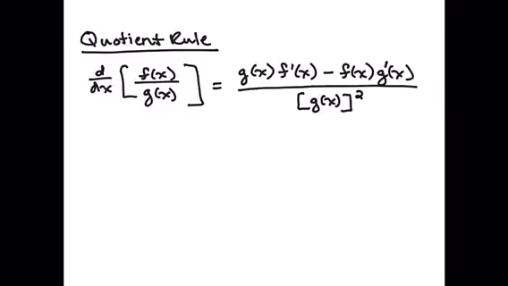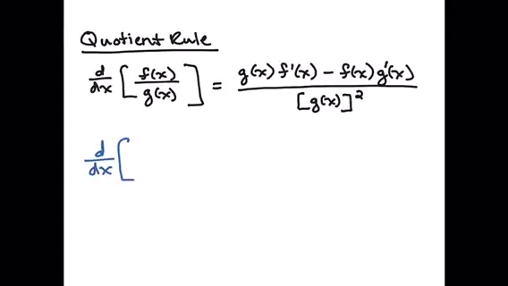The quotient rule is used when we want to take the derivative of a rational function or a fraction. So what I've given you here is the formal definition of the quotient rule. However, there's a different formula I use that helps me memorize.